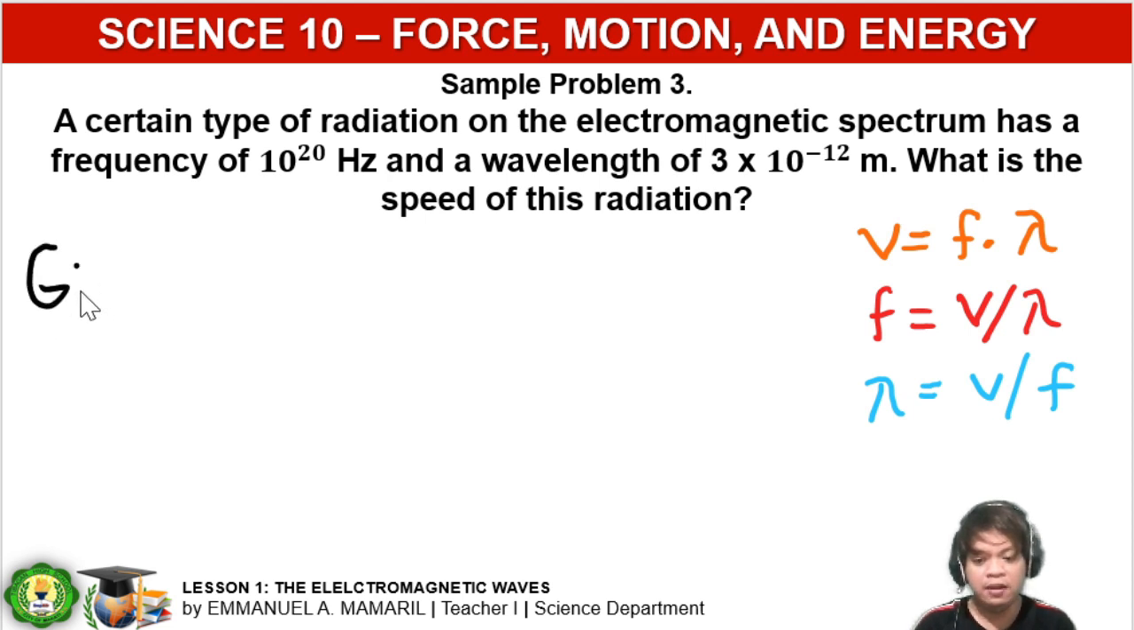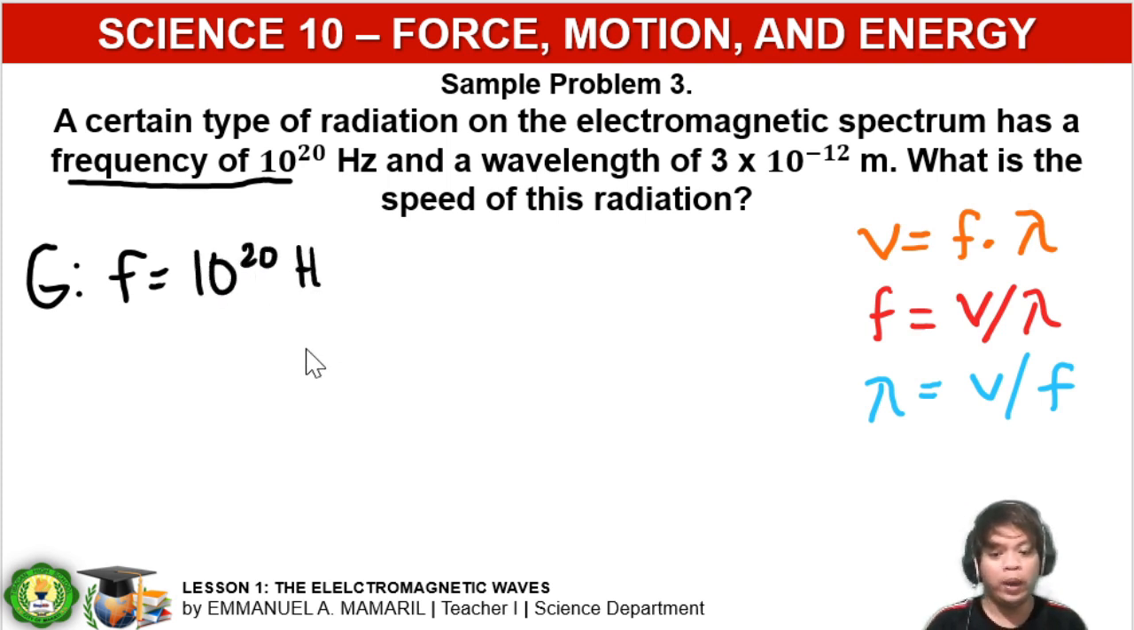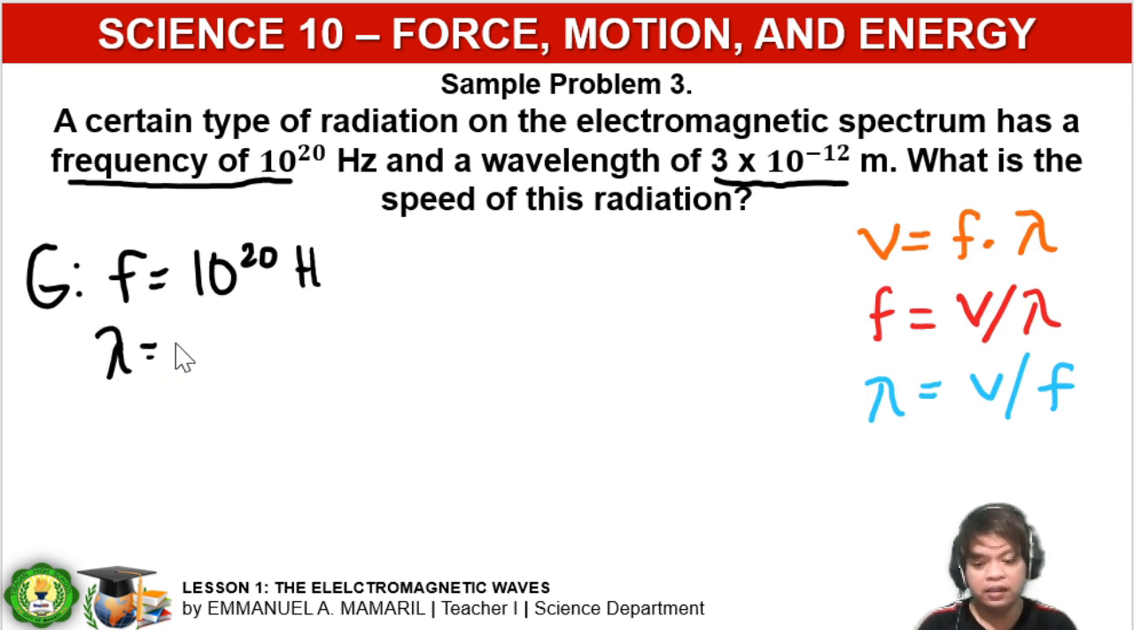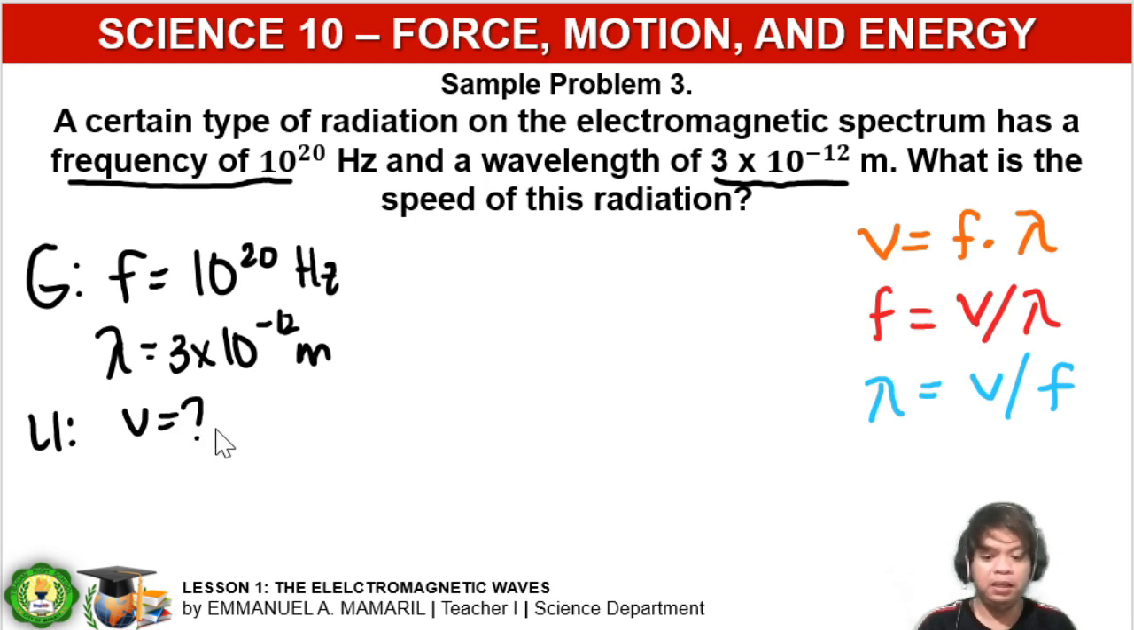So we have the given. So the given here is the frequency. First, a frequency of 10 exponent 20 hertz. So frequency is equal to 10 exponent 20 hertz. That's 1 with 20 zeros. And then we also have here wavelength of 3 times 10 exponent negative 12. So the wavelength is 3 times 10 exponent negative 12 meters. Hertz here and meters here. So wala na pong iba. Ang hinahanap po natin this time, the unknown is the speed. So what is the speed?